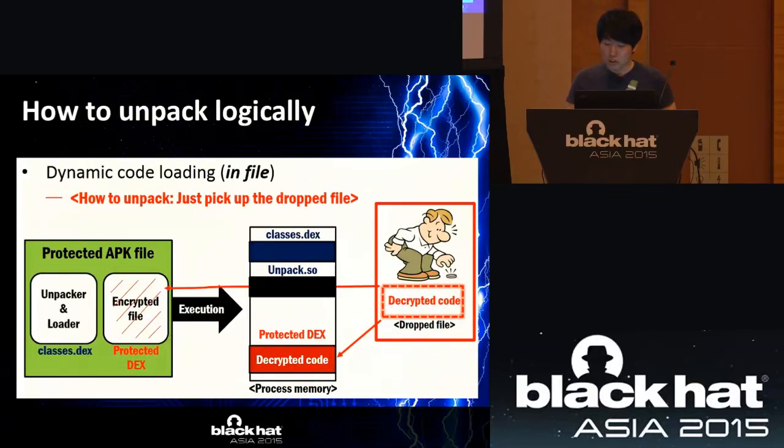Okay, now I will talk about how to logically unpack these packed Android applications. This is a picture we've seen in the previous slide. As you can see, the red line box represents the weakness of this packing mechanism. The weakness of this mechanism is that it drops a file that has decrypted text, so you can just pick up the dropped file like picking up a coin. It's simple.